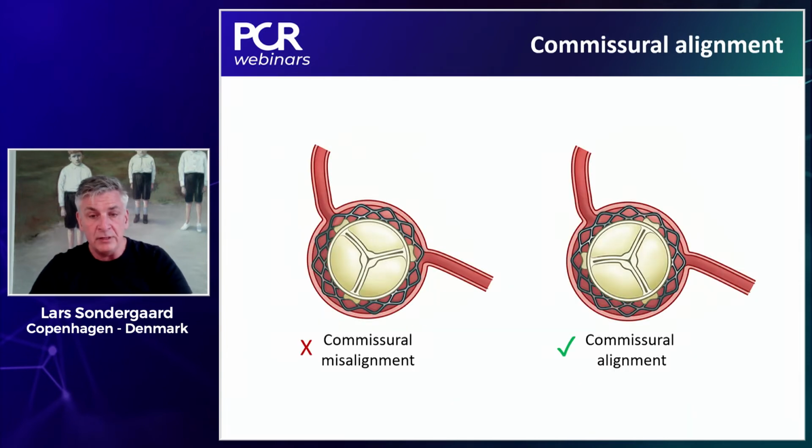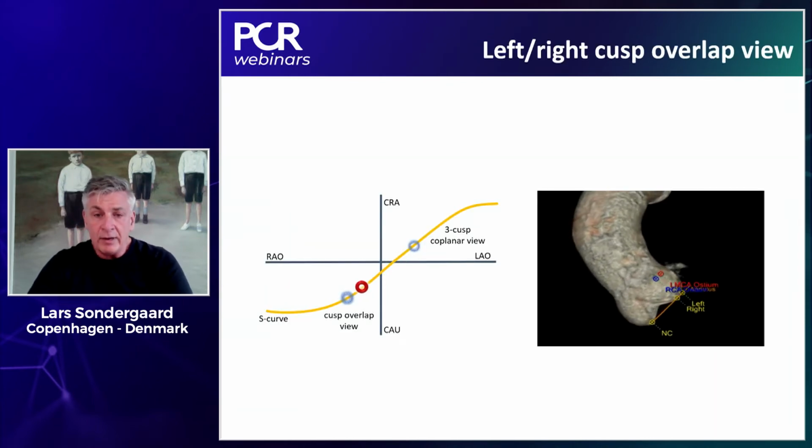And one of the main reasons it's not possible is that you're going to have commissural misalignment. So when we implant this valve, it's going to be rotated randomly in the aortic annulus. So what we should try to gain is commissural alignment, to try to rotate it exactly the same way as a native valve is, same as the surgeons are doing when they're replacing these aortic valves with a bioprosthetic valve. And how can you do that?